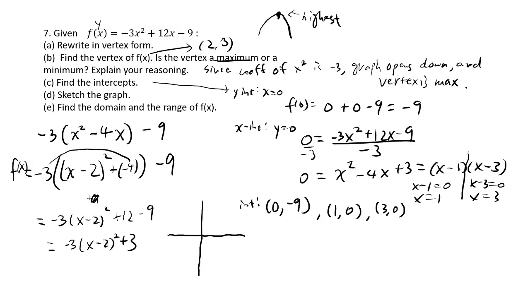Let's just draw the graph here. I know that the y-intercept is -9, so let's put it here. And then there's a 1 here, and then 3 there. Those are the two x-intercepts. Okay, so here's the y-intercept, x-intercept, x-intercept, and we also have (2, 3). That's the vertex, right? We already figured that out. So just connect this as a parabola and make sure your vertex is at the highest point, and that's the graph. Okay.